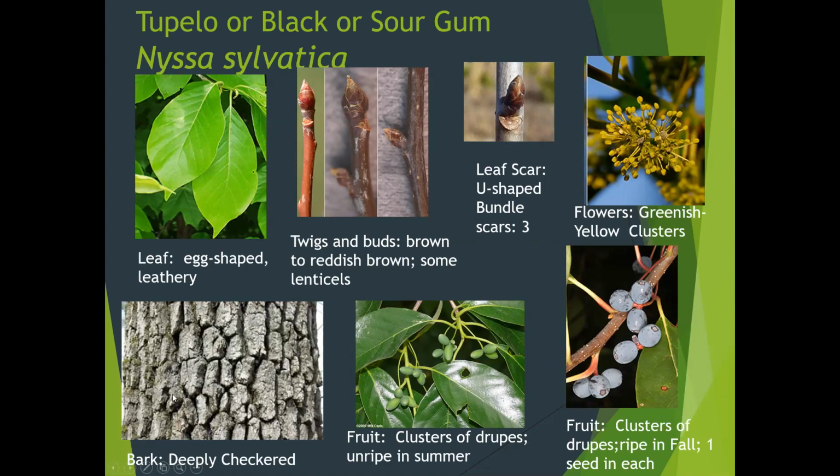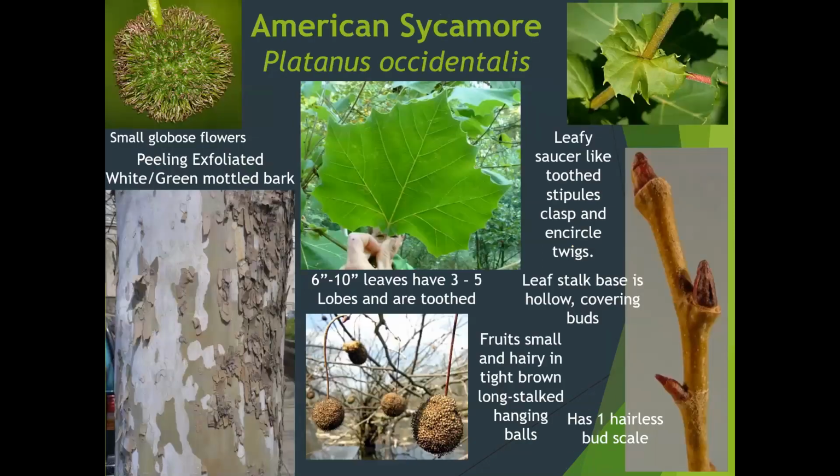But their bark is deeply checkered. It's similar to the flowering dogwood, but these blocks are a little bit longer and a little bit deeper, and a little bit less neat than the dogwood is. And we'll move on from there to the American sycamore. So we're actually moving on to lobed simple leaves that are alternately formed. American sycamore, Platanus occidentalis. So these leaves are fairly large. They can be 6 inches to 10 inches long. And they have 3 to 5 lobes that are slightly toothed.